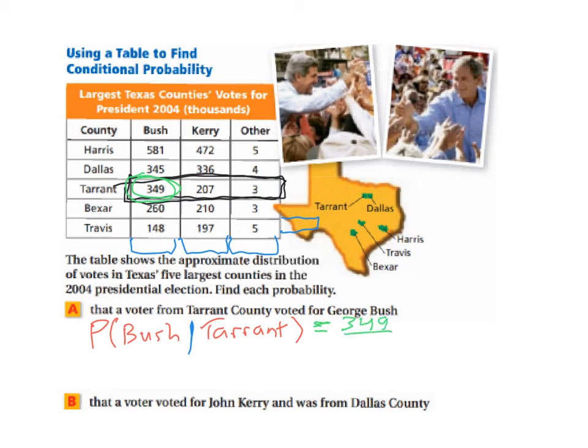That's going to be our top number, the number that fits the criteria of voting for Bush. And then our denominator is the sample space. The sample space in this case is 349 plus 207 plus 3. Those are all the people in Tarrant County. So that's 559 total of Tarrant County. What fits the criteria is the number of people who voted for Bush. So you would divide the two, top by bottom, and you get 0.624, or 62.4% is the probability of people who voted for Bush given that they're from Tarrant County.